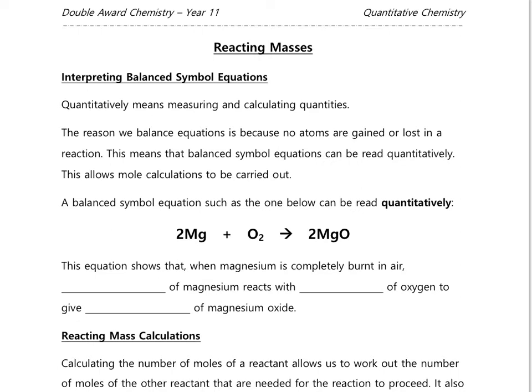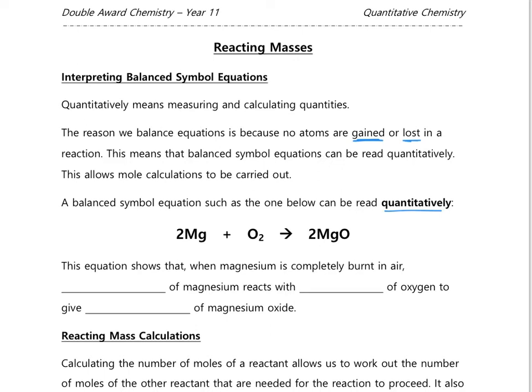The reason that we have worked on balancing equations is because in a reaction, atoms are neither gained or lost in a chemical reaction. The atoms are just rearranged. And so we can read balanced symbol equations quantitatively. That means we can get an idea of the quantity of the reactants and products involved in a given reaction. So let's have a look at this example, which is the combustion of magnesium, or when magnesium reacts with oxygen.